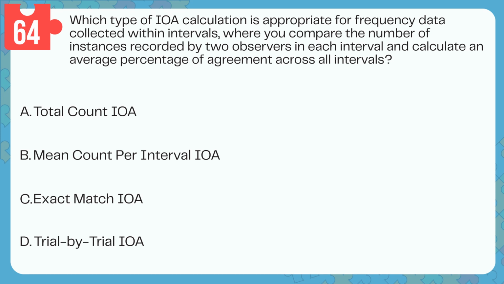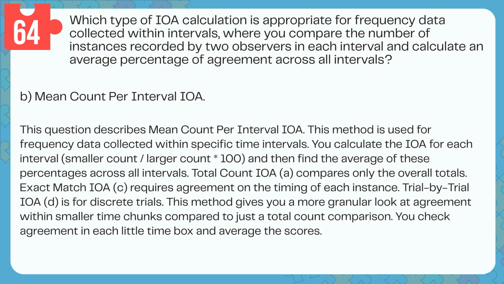Question 64. Which type of IOA calculation is appropriate for frequency data collected within intervals, where you compare the number of instances recorded by two observers in each interval and calculate an average percentage of agreement across all intervals? A. Total count IOA. B. Mean count per interval IOA. C. Exact match IOA. D. Trial by trial IOA.